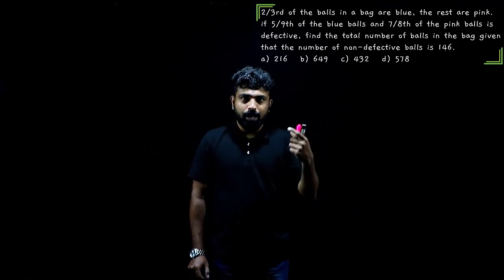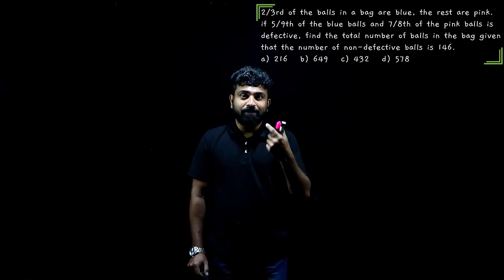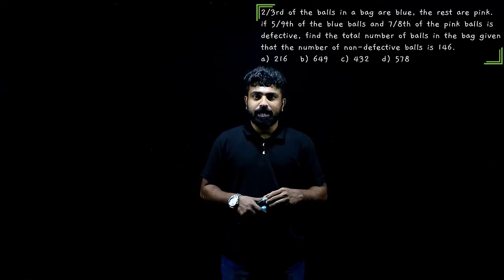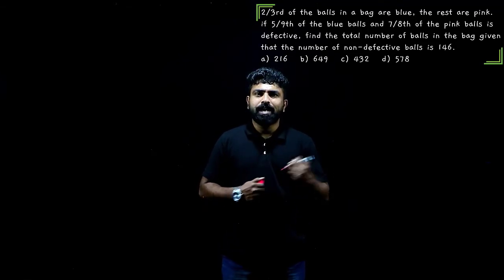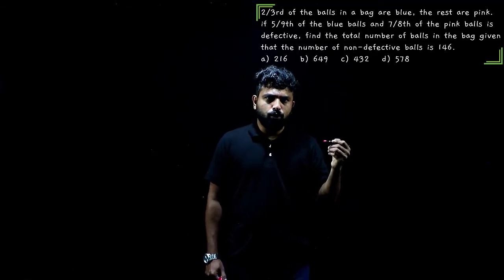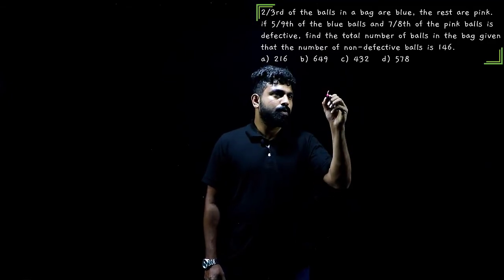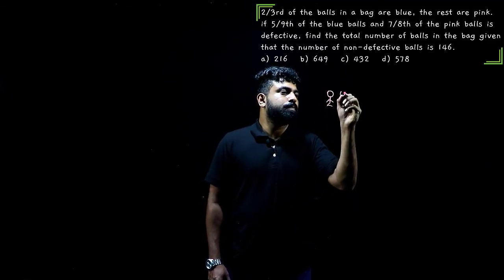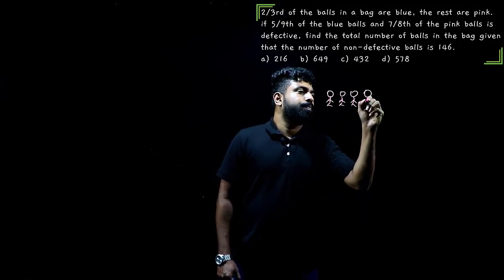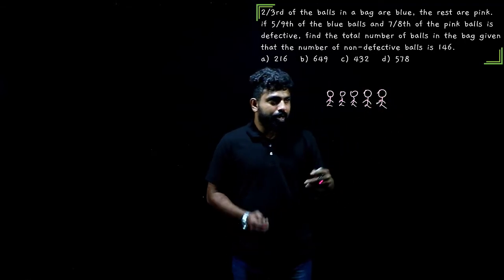They have given us the number of non-defective balls and they have given the ratio of defective balls in each, blue as well as pink. So first let us understand what ratios are. What are ratios? Let us forget about the question. What if I tell you there are 5 boys and 3 girls? 5 boys, forgive me for my bad drawing, and 3 girls.